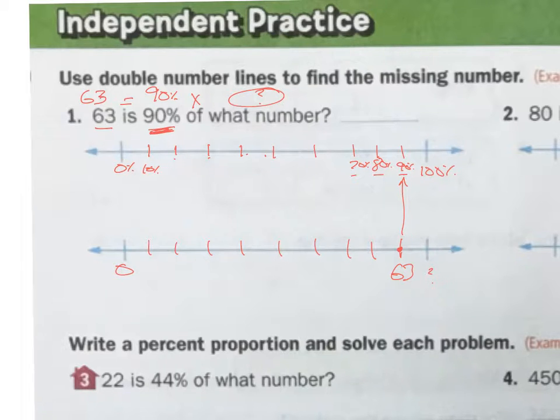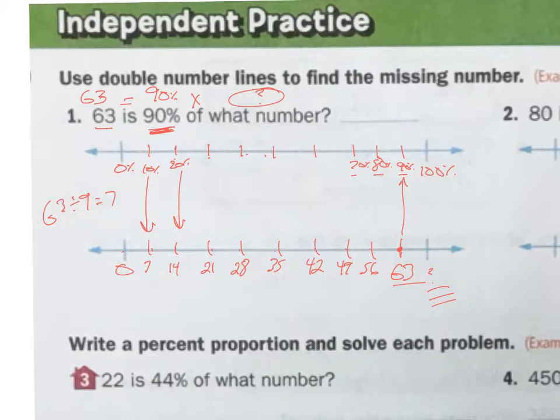Now, I have 1, 2, 3, 4, 5, 6, 7, 8, 9. I'm going to take 63 divided 9 ways so that I can have the same here. It's going to give me 7. So this is going to be 7, 14, 21, 28, 35, 42, 49, 56, 63. Okay? So 10% is 7, 20% is 14. But I want to know what 100% is.